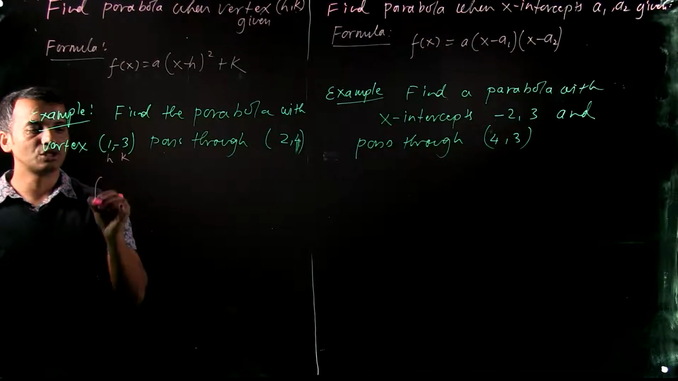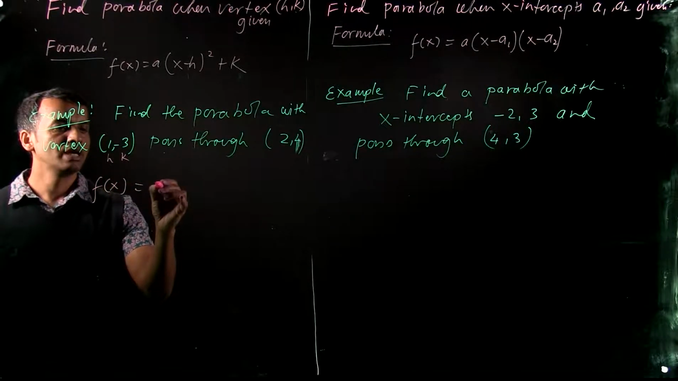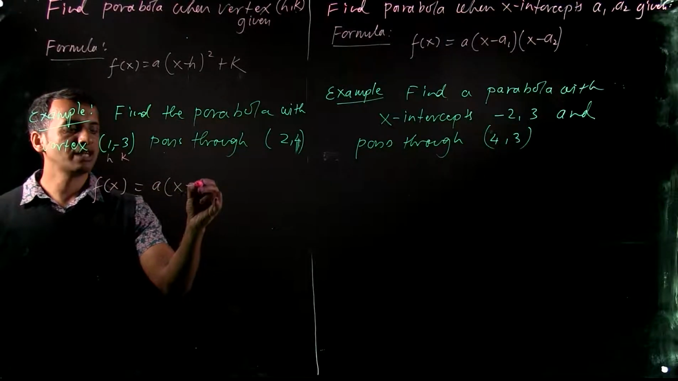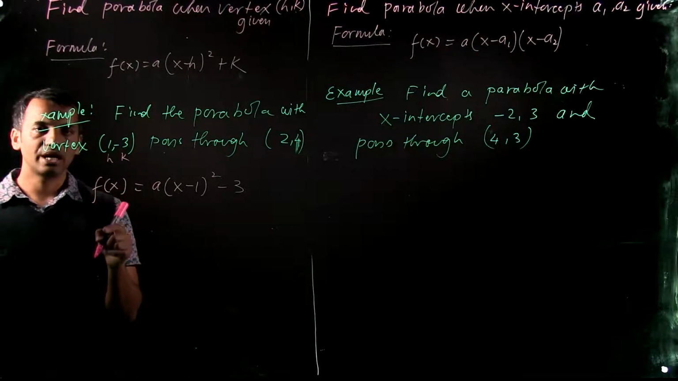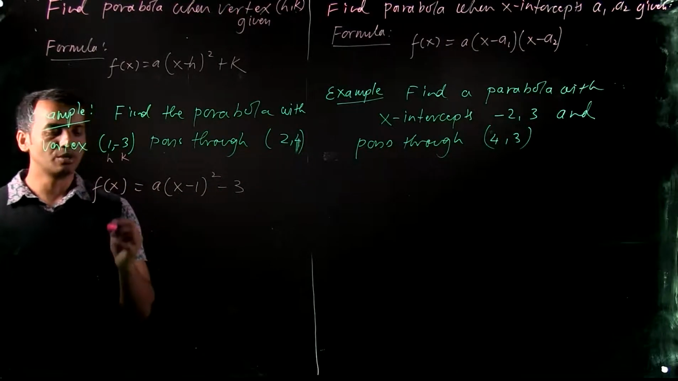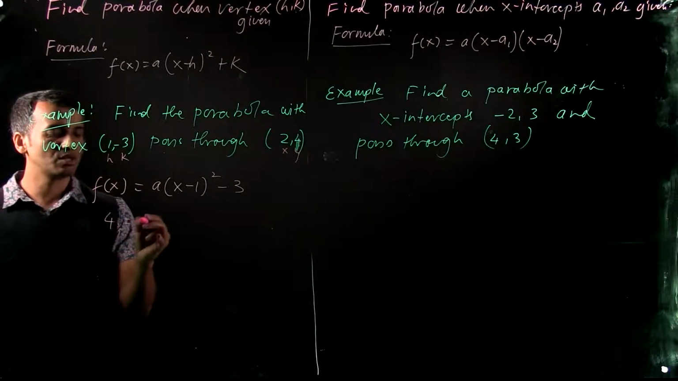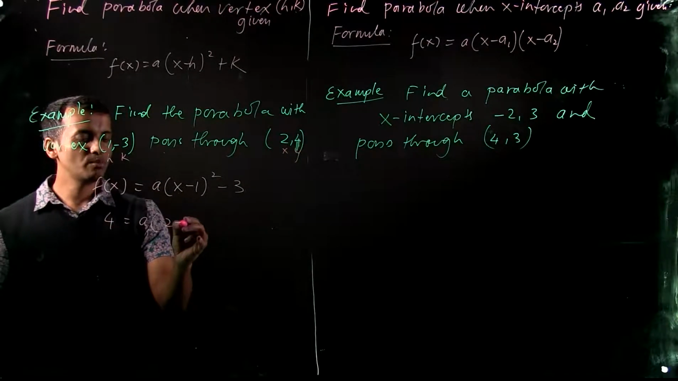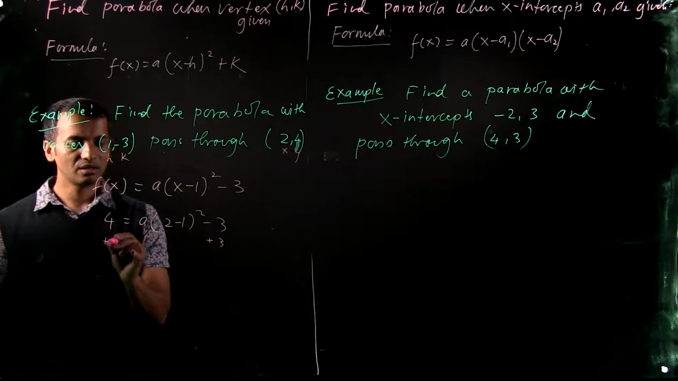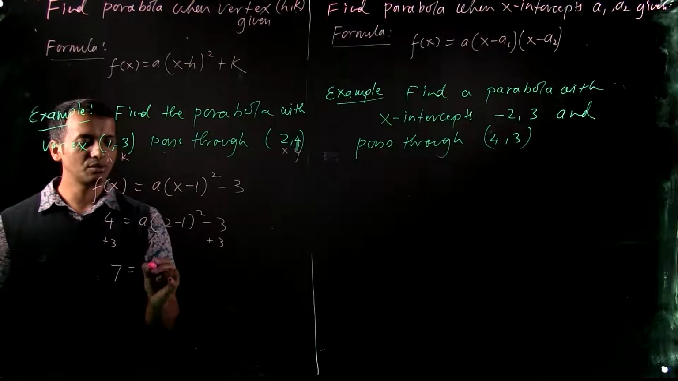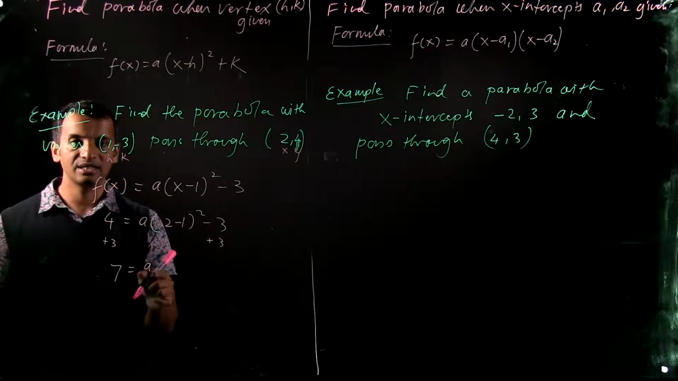So what is the parabola then? The parabola will be f of x, or basically y, equals a times (x minus 1) squared minus 3, right? But what is a then? So you just use that point. This is x, this is y. So y is 4 equals a times (2 minus 1) squared minus 3. Now add 3 on both sides. So you get 7 equals a times (2 minus 1), which is 1, squared is just 1. So a is just 7.